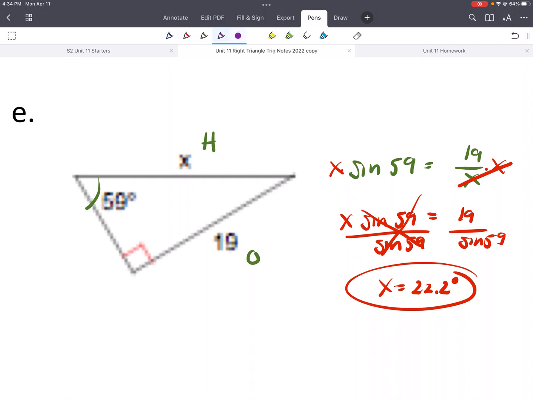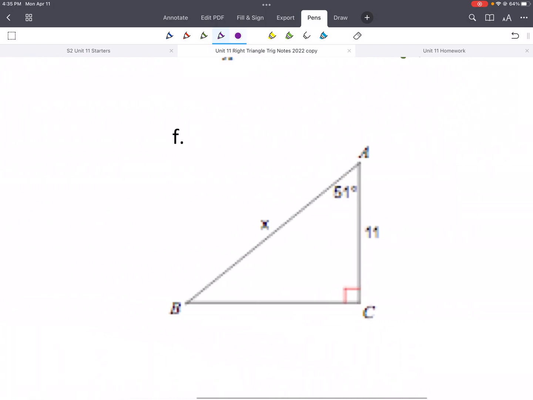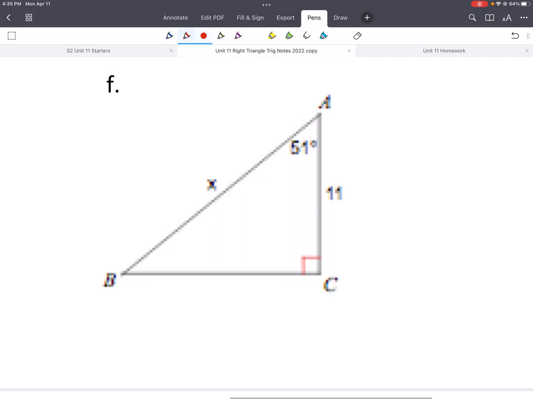I think this is kind of the shortcut that I've seen that people have done before. If we have sine of 59 equals 19 over x, really what you end up doing, we ended up getting x equals 19 over sine of 59. So if you notice, the difference between these two is that you end up just swapping the x and the sine of 59. Okay? So if that helps you speed it up, as long as you make sure you understand how that's happening, I'm good.